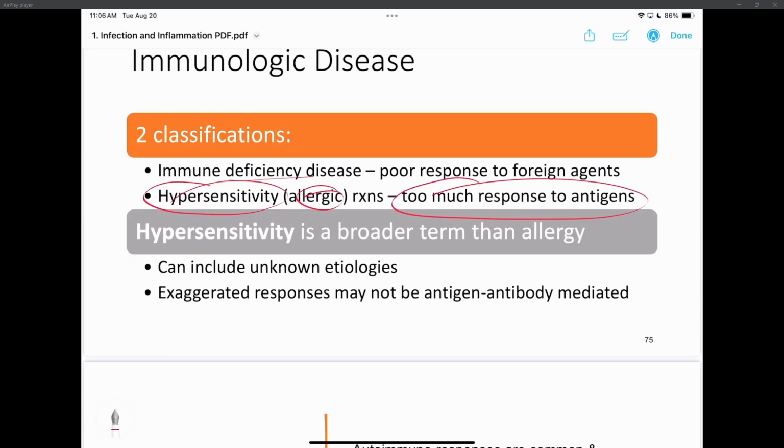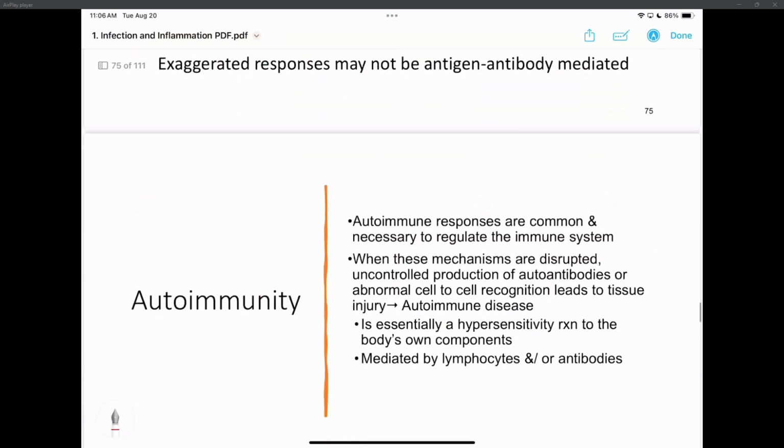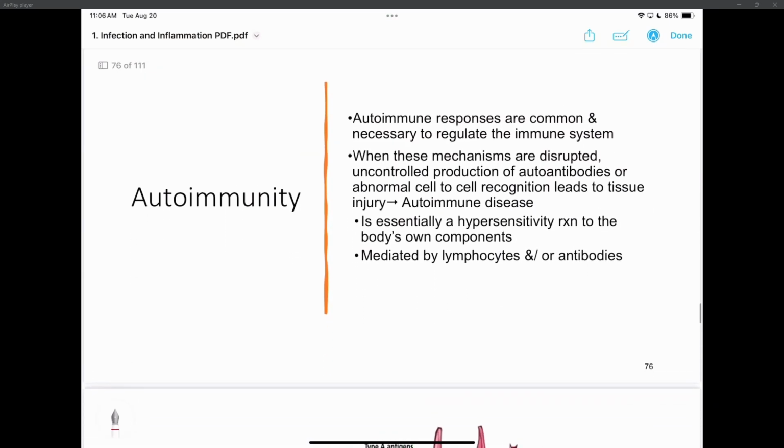So hypersensitivity is really a broader term than an allergy. There are 4 different types of hypersensitivity reactions, and we're going to go through all 4. So first thing, autoimmunity. These are your autoimmune diseases. They help regulate our immune system. When they're disruptive, we get uncontrolled production of autoantibodies. Auto because they're going to attack the self.